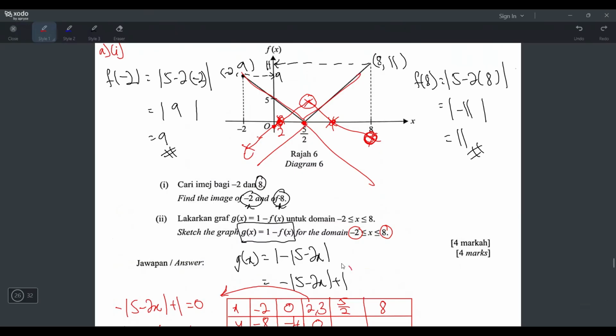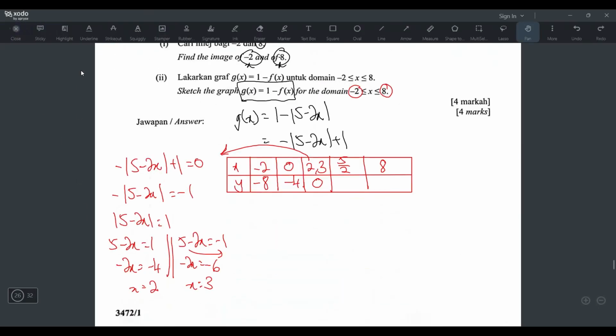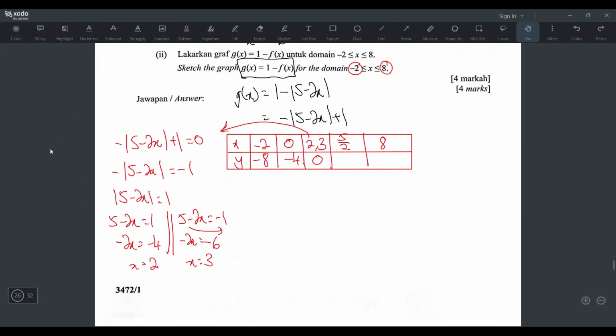Imagine if you plus 1. What happens to the y coordinate here? From y equals 0 it becomes y equals 1. Okay. But of course, if you don't believe me, you can try to sub inside and you will get 1.